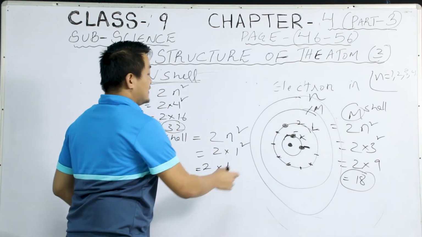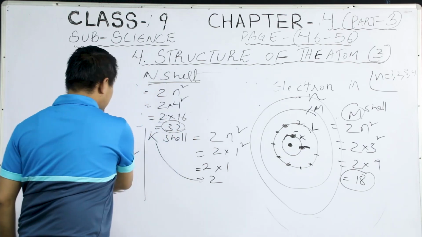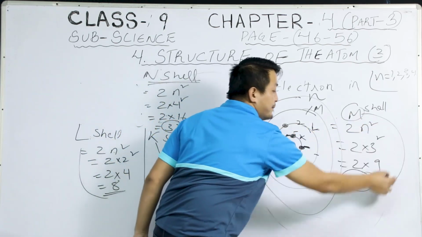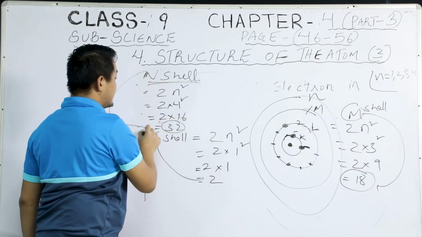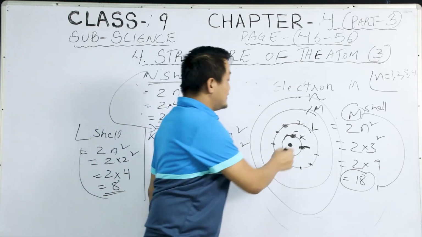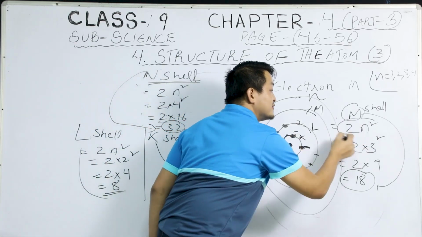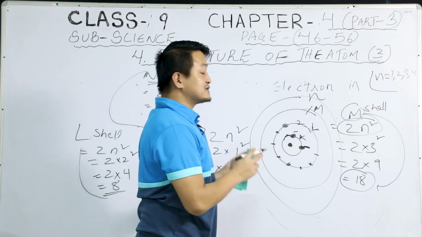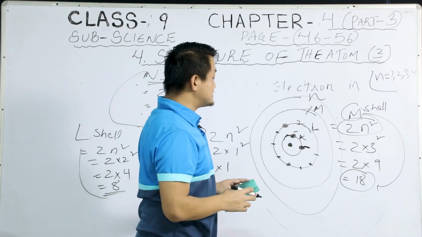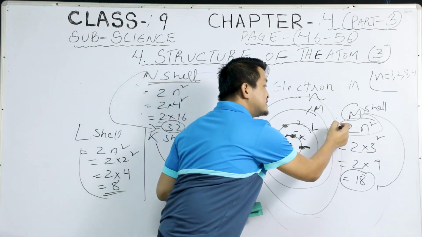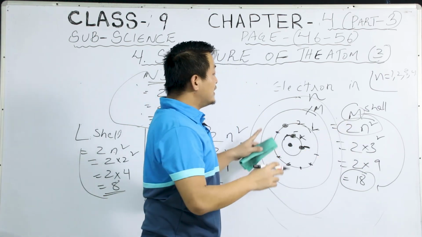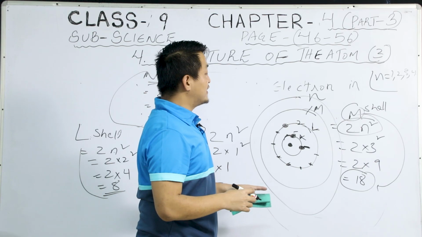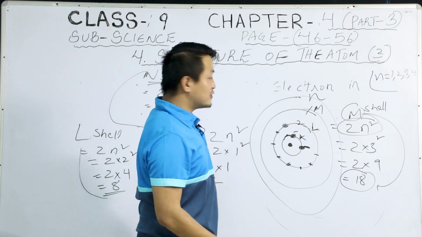Clear? K, L, M, N. And the formula is 2n squared. So keep this in mind. This is the first rule. The first rule is that by using this formula, we can know the maximum number of electrons that we can accommodate in a shell.